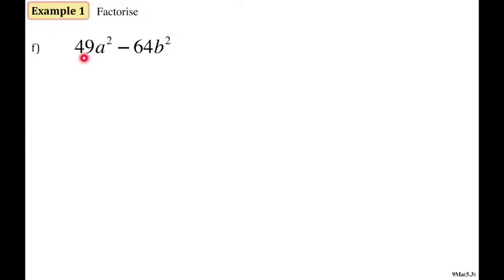49 is 7 times 7. 64 is 8 times 8. Yes, it's a difference of two squares. There'll be two brackets. One bracket will have a plus, one bracket will have a minus.